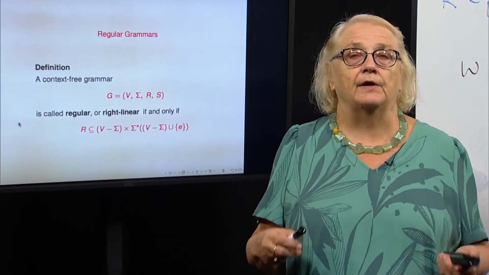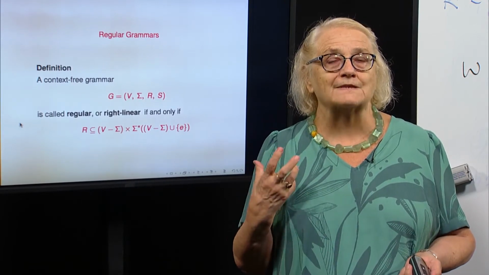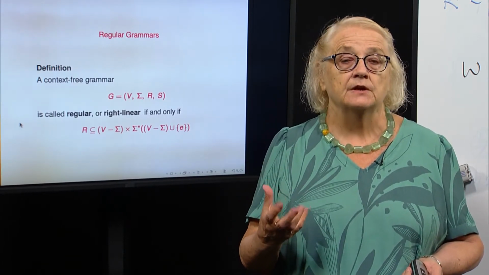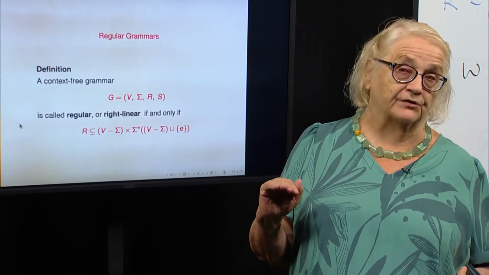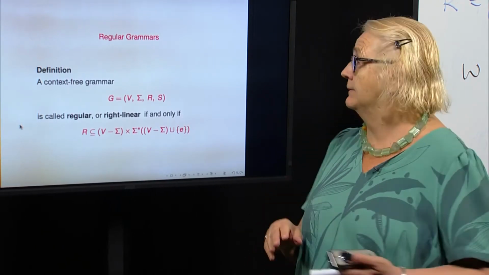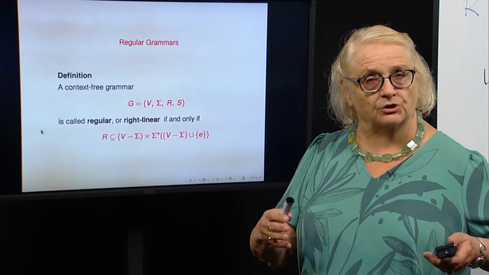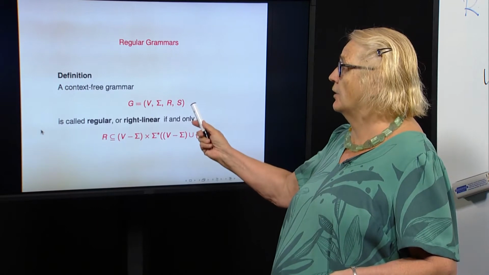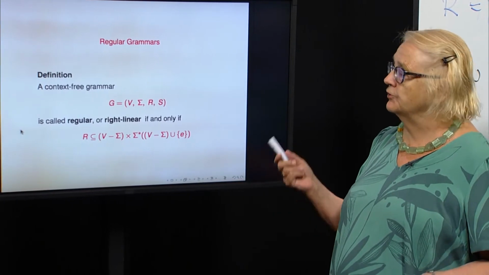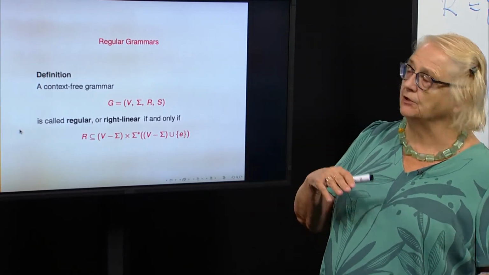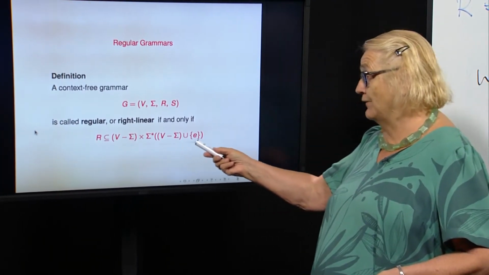Now, we want to prove our theorem that regular languages are a proper subset of context-free languages. So we introduce a new context-free grammar, which we call regular grammar. We put restrictions on the rules. So we say that the context-free grammar is regular or right linear. Also, we can introduce the notion of left linear, if the rules are of that form.